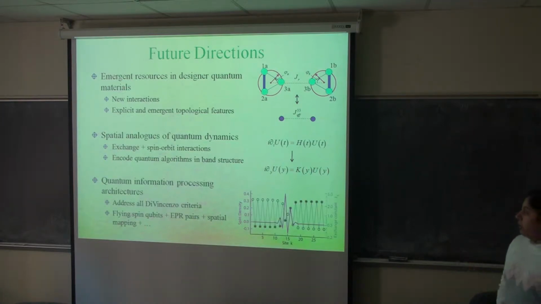And finally, we could also explore how it might be possible to combine the different classes of designer quantum materials that give rise to flying spin qubits, EPR pairs, spatially encoded quantum gates, and new elements in order to construct a full quantum architecture for quantum information processing that satisfies all 7 of the DiVincenzo criteria.